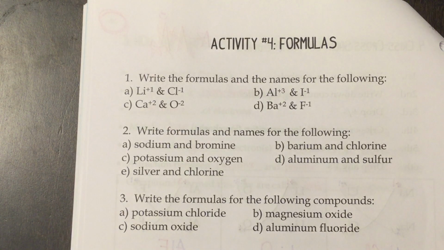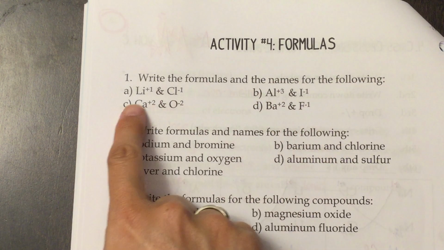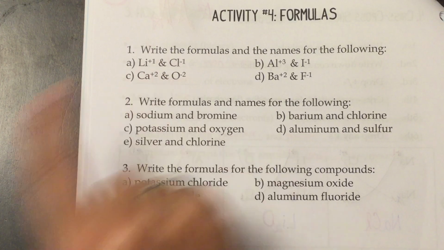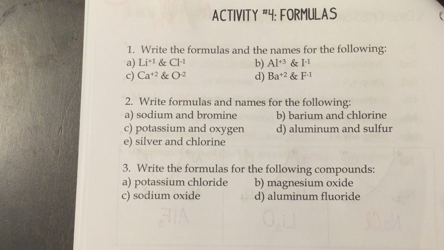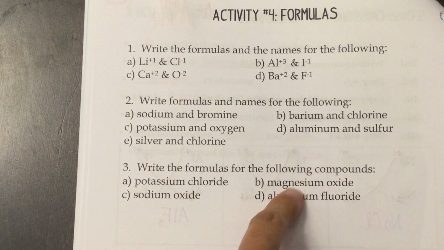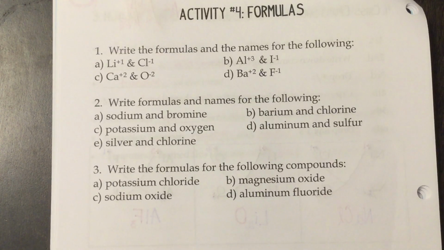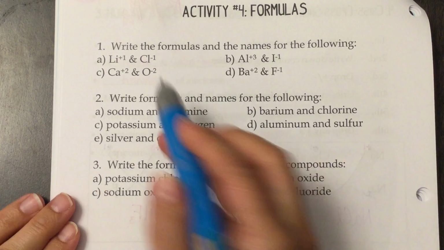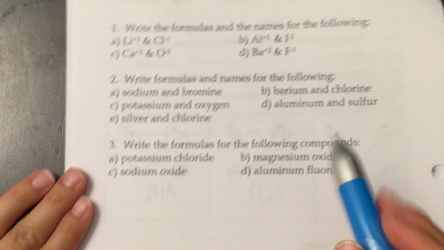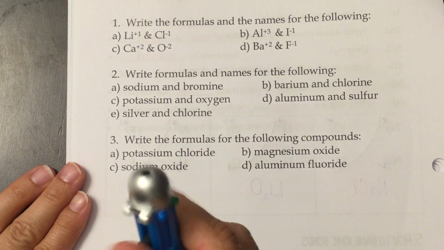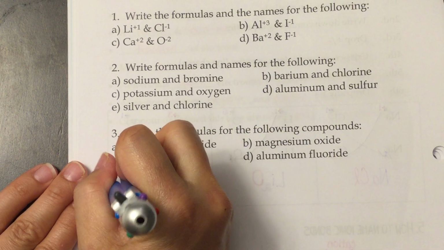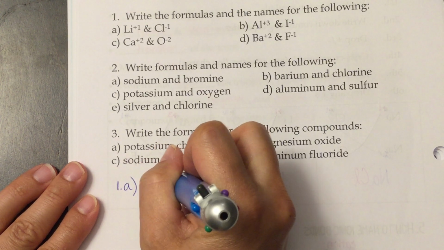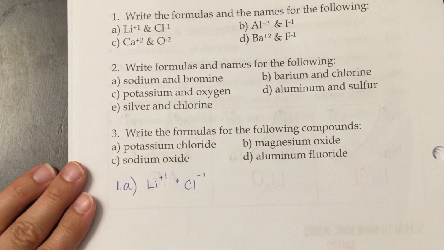Okay, activity number 4 says write the formulas and the names for the following. I'm just going to do a couple with you and then I will post the answers. So I will do A and B with each of you and then I will post the rest for you to check. So write the formulas and the names for the following. The first one says Li plus 1 and Cl minus 1. So down below here, I'm going to write that out. 1A, Li plus 1 and Cl minus 1.